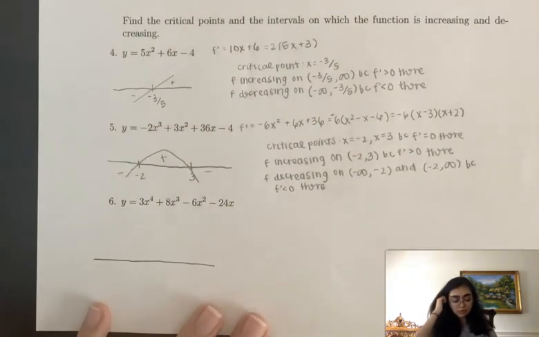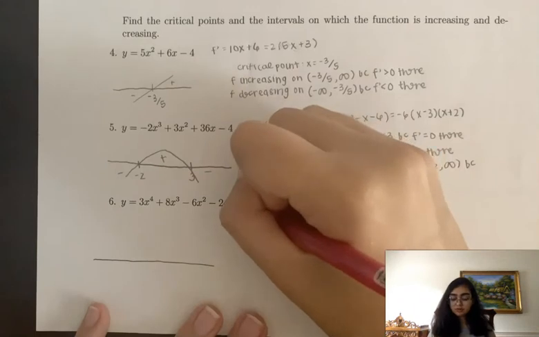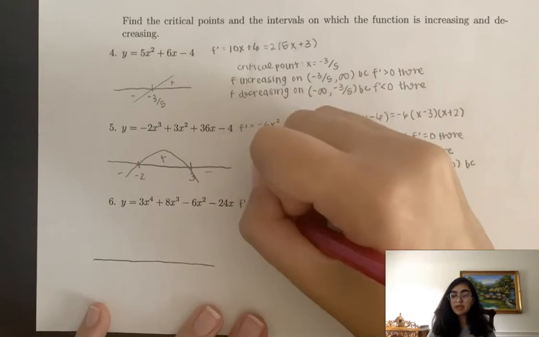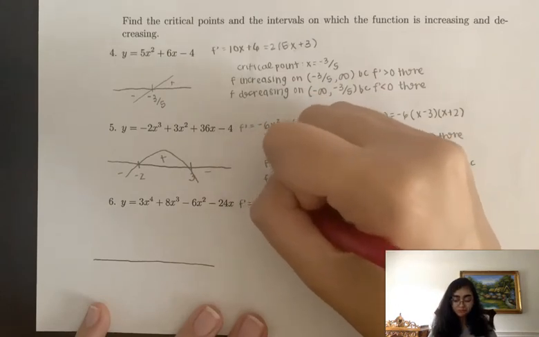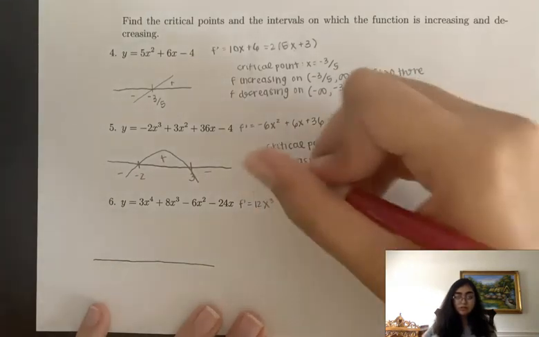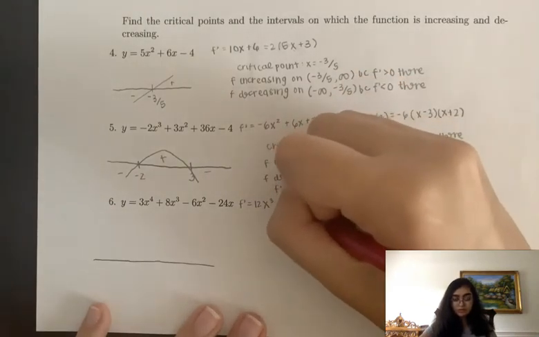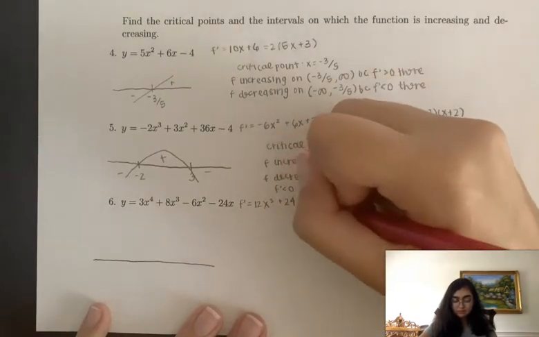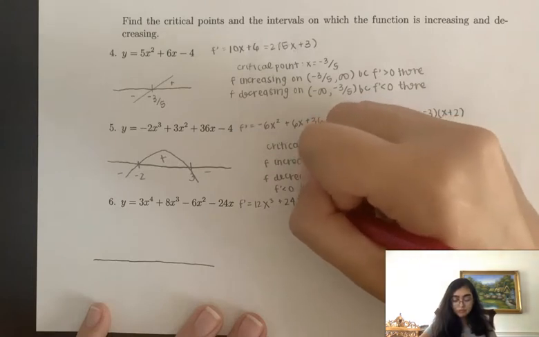Okay, so for this next one, we're again going to take the derivative of y. Make sure you always take the derivative. I know sometimes when the problems get a little more complex, you might just want to go ahead and try and factor the equation or something, but make sure that you first take the derivative so we're working with the f prime equation. So the derivative for number 6 is 12x cubed plus 24x squared minus 12x minus 24.